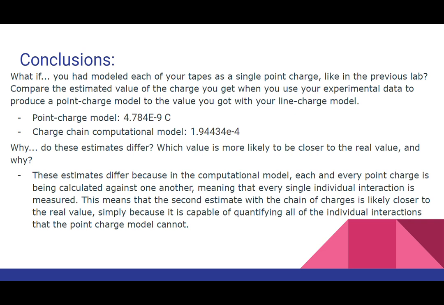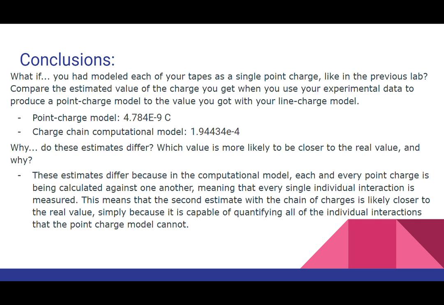Conclusions. If we had again modeled each of the tapes as a single point charge, what would happen? Well, essentially it would just give the same results. It would only apply Coulomb's law once and result in the same thing, a point charge model of 4.784 times 10 to the negative 9 coulombs. This is in contrast to the actually calculated value with the charged chain computational model of 1.94434 times 10 to the negative 4 coulombs.